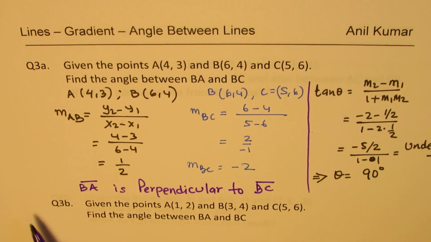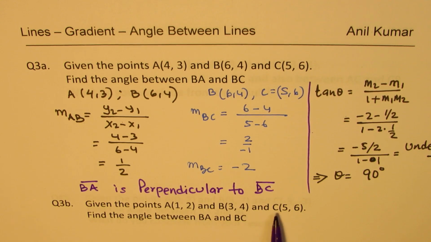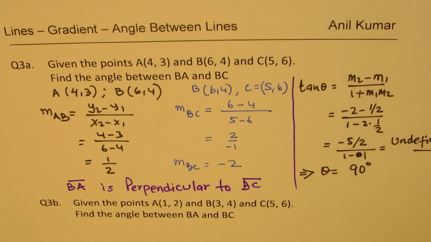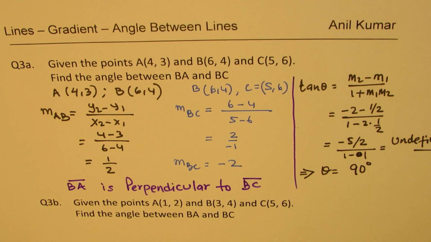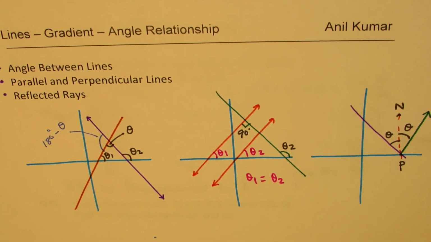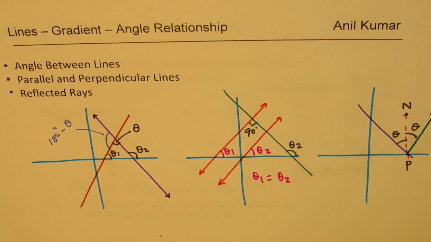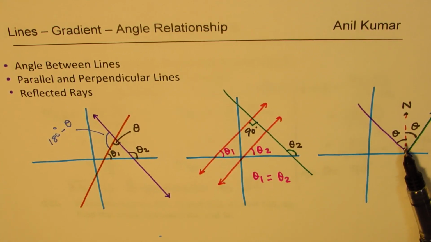Is it okay? Now, follow the same strategy and try to do 3b. Given the points A, B, and C, which are (1, 2), (3, 4), and (5, 6), find the angle between BA and BC. Okay? So I hope with this set of examples, you understand how to work with lines, figure out the angles between them, and also find whether the lines are parallel or perpendicular. So we have understood all these cases. We have also understood how to work with reflected rays.